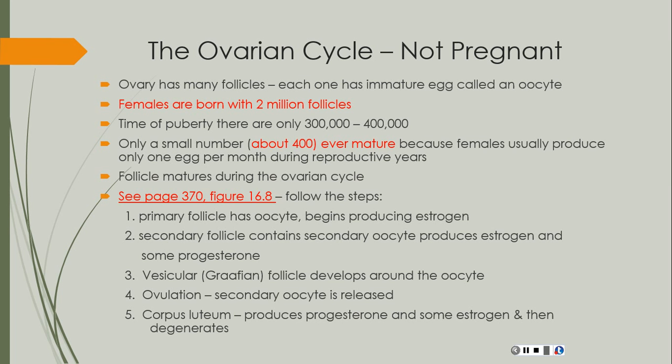There's a vesicular or Graafian follicle, and that actually develops around that oocyte. So during ovulation in step 4, you can see where the secondary oocyte is released. You see how it's expelled there. And what's left is number 5, which is this corpus luteum. You hear about luteal phase and some of these graphs coming up. We're talking about this corpus luteum, which produces progesterone and some estrogens, and then it degenerates. This is in a non-fertilized situation.